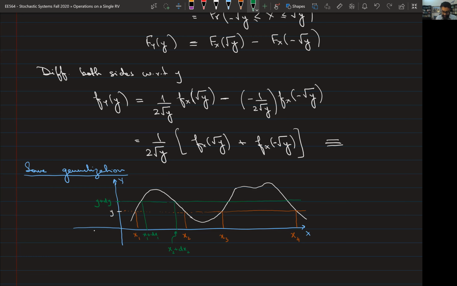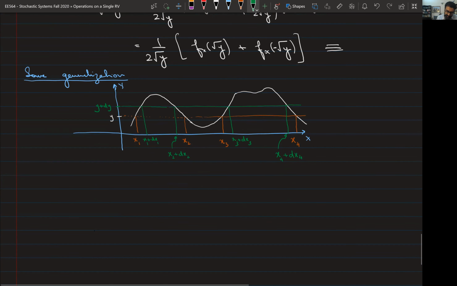Okay? And in this case, dx2 is in fact negative, and that indicates that the function is decreasing around x2. Okay? Similarly, this is x3 plus dx3. In this case, dx3 is going to be positive, and this is x4 plus dx4, and dx4 is going to be negative in this case. Okay? Acha.